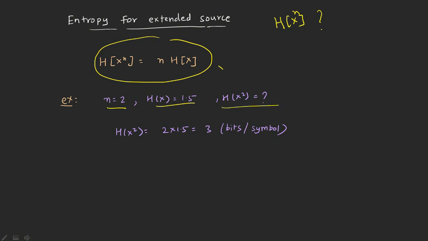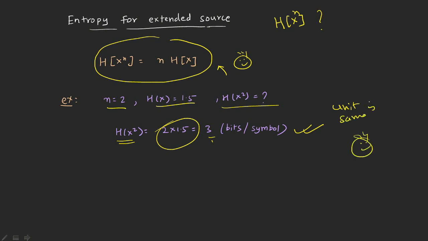Correct, because you know the formula, you can get the answer in seconds. So the answer is H of X squared is equal to 2 times H of X, that is 1.5, and the answer is 3. So 3 bits per symbol. The unit remains same. So I hope you got the entropy concept and the variations and the derivation.